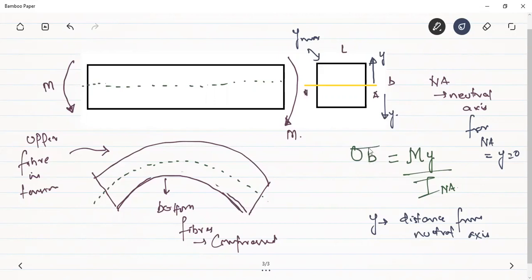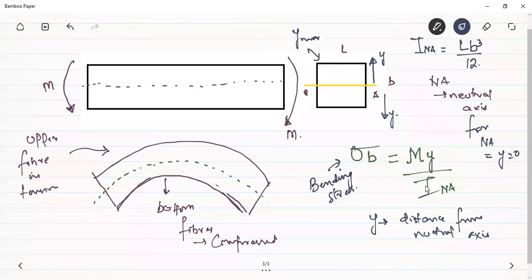Also see this bending stress. It is inversely proportional to the moment of inertia about neutral axis. So if this is B and this is L, what will be the moment of inertia about the neutral axis? Neutral axis is coinciding with the centroidal axis. For the rectangle, it will be equal to L into B cube by 12. Fine. So more the moment of inertia, less will be the bending stress.